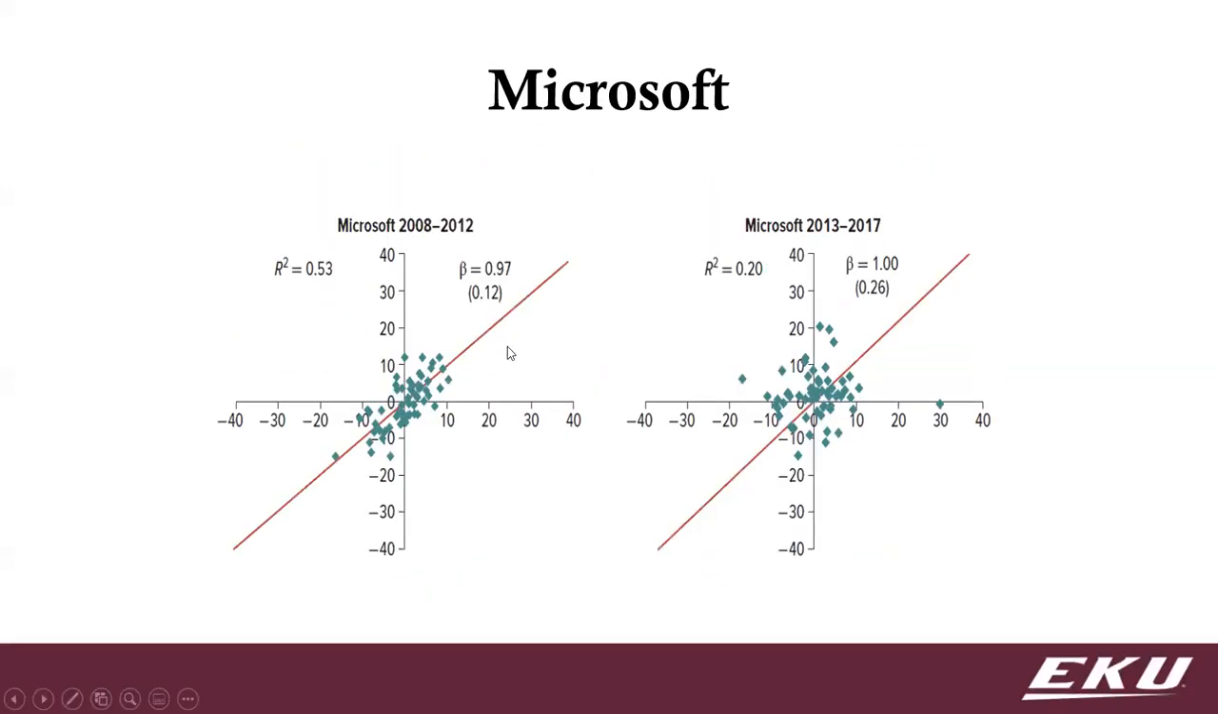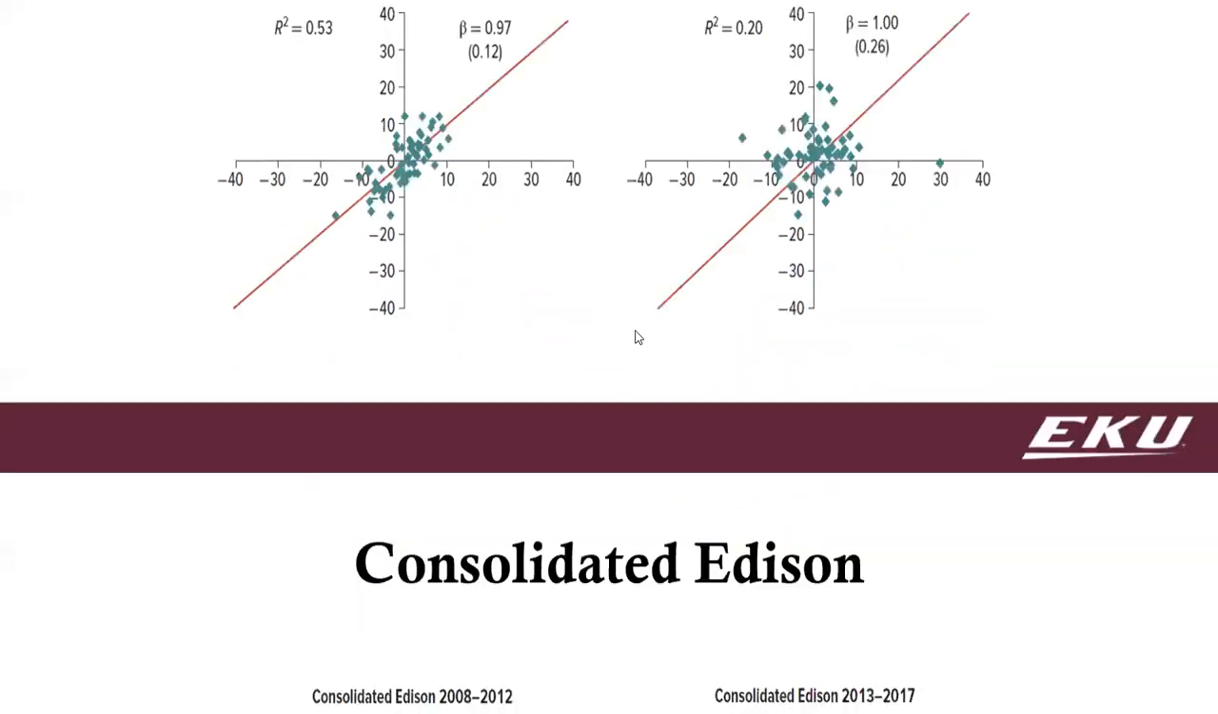Here's Microsoft. Again, it used to explain a lot better in 2008 to 2012, and then things are different. Beta didn't change much, but again, the explanatory power really dropped, right?